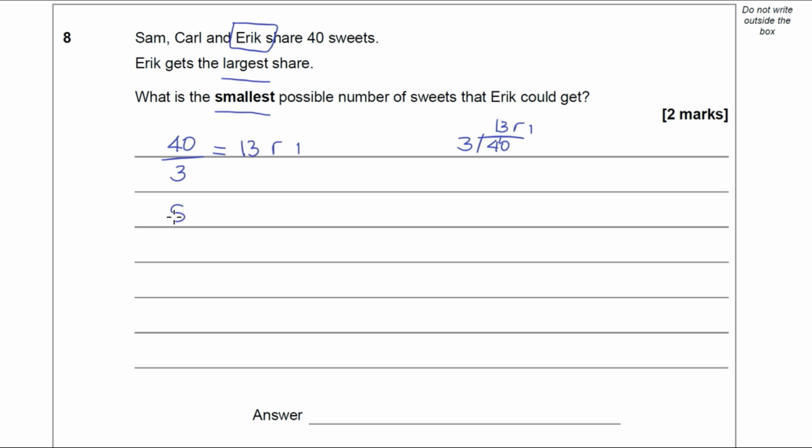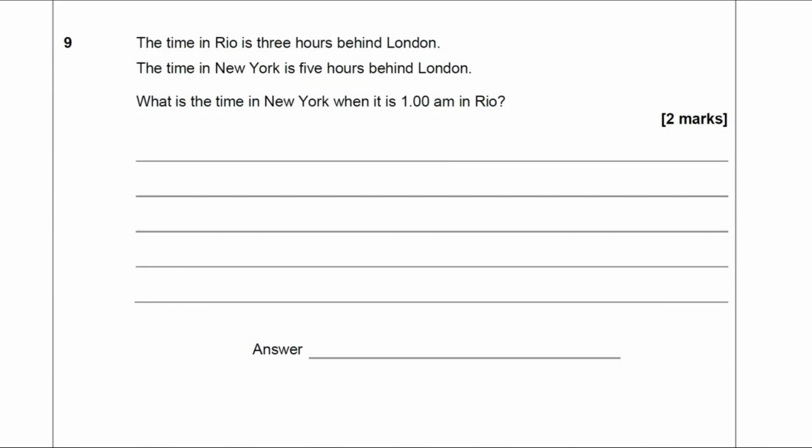So let's write it down here. Sam will have 13, Carl will have 13, and Eric will have 13 as well. Now since we have 1 remainder here, this leftover sweet will go to Eric. It says Eric will get the largest share. So Eric, you get 14. Lucky you. 14.